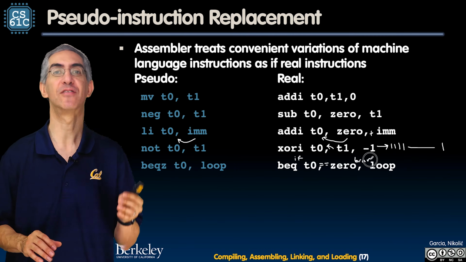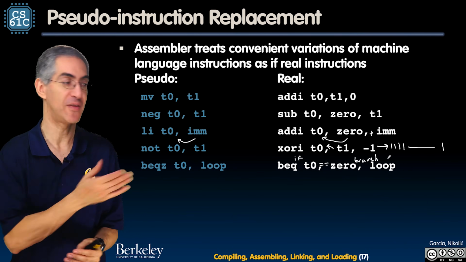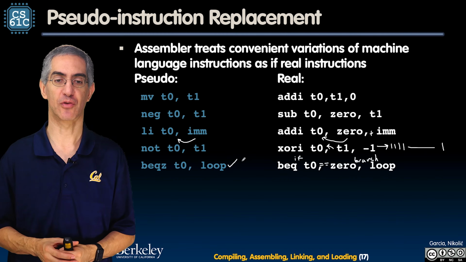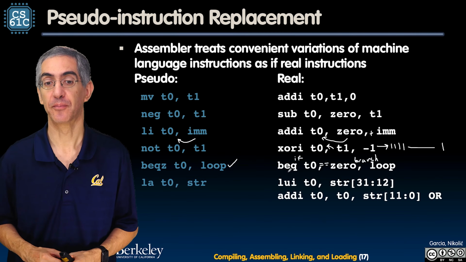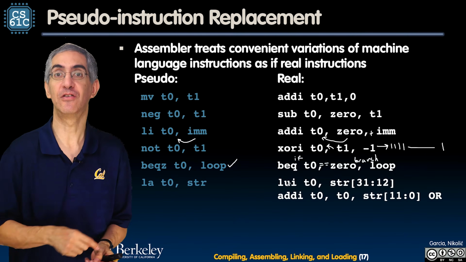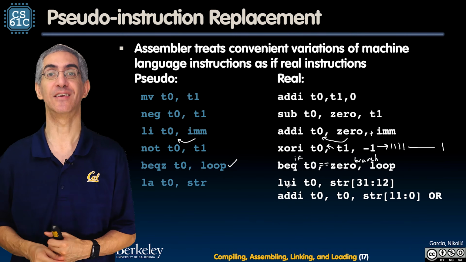Same idea as saying branch if equal to 0, T0. Just again, a shortcut way of doing that. I'd much rather write the code on the left than the code on the right, and that's what's nice about having these pseudo instructions. Load address. So I've got an address here, and I want to store that in T0. Where does that label live? Load that address into T0.